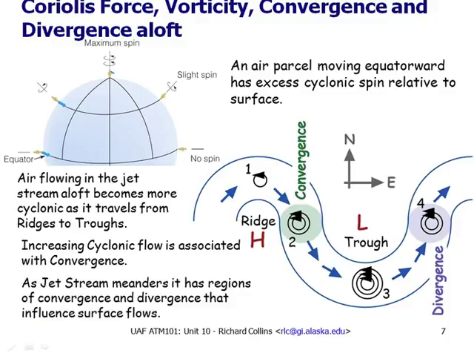And at 4, as the parcel moves away from 3 to 4, the cyclonicity is reducing and we get divergence. And so we have this idea that as a geostrophic wind meanders north and south aloft, it creates regions of convergence and divergence because of changes in vorticity, and therefore it has important influences for what's happening at the ground.